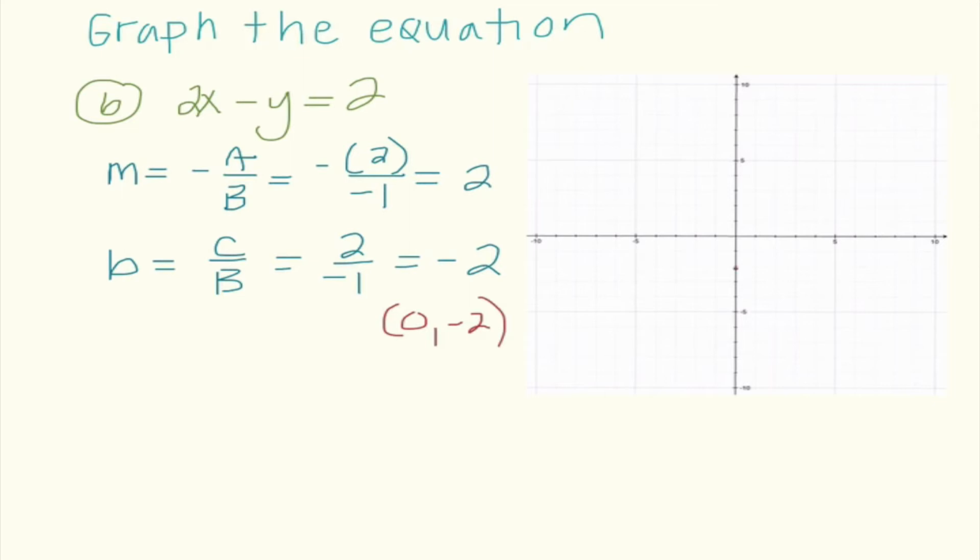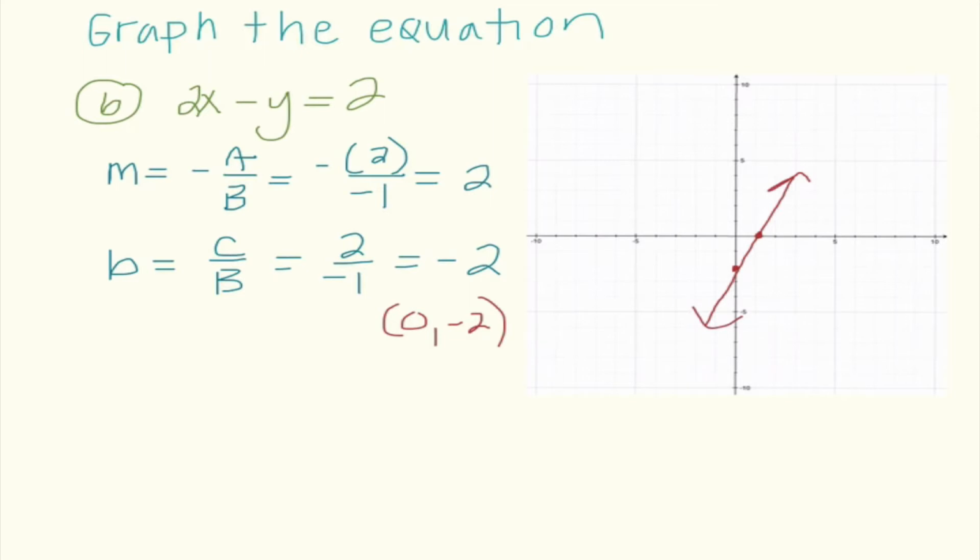So I'm going to go down here to negative 2, so that's (0, negative 2). A slope of 2 tells me I can go up 2 and to the right 1, or we could have gone down 2 and to the left 1. So I'm going to go up 2 and to the right 1. Now I'm going to go ahead and draw my line.